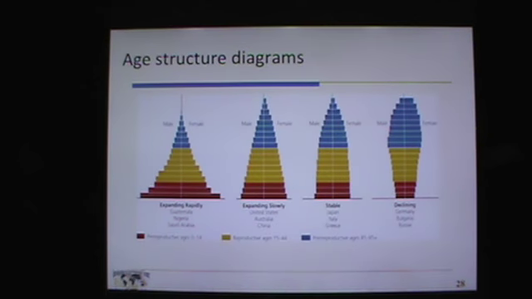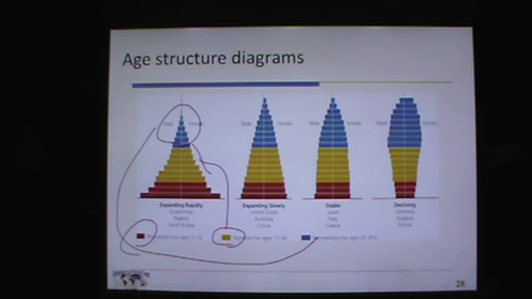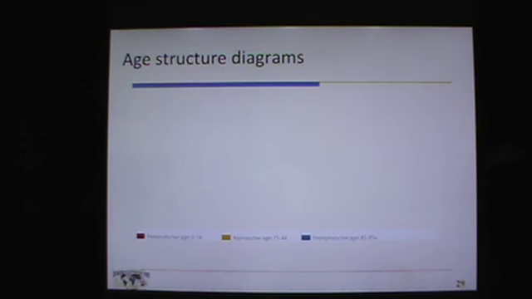So, there's some examples. I'm going into more details about these. But these, the blue areas, those are the post-reproductive populations. The yellow areas are the reproductive portions, and the red areas are the pre-reproductive portions. Let's look at these in a bit more detail.